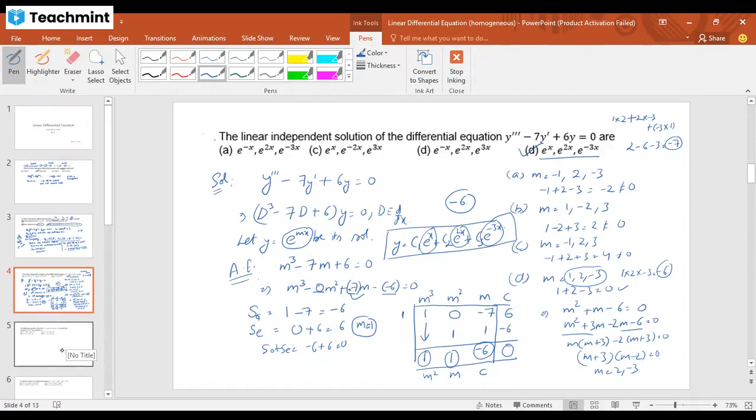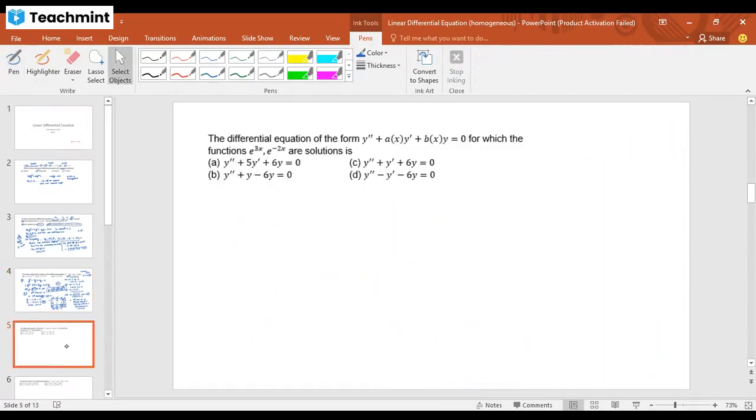Okay, now let us move to the next question. The next question is, we are interested in finding the differential equation of this form for which these two functions are the solution. Again, there are two ways to find the solution of this problem. One is, because it is given that these two are solutions, they must satisfy this equation. Like we are assuming y equal to e power 3x is the solution.